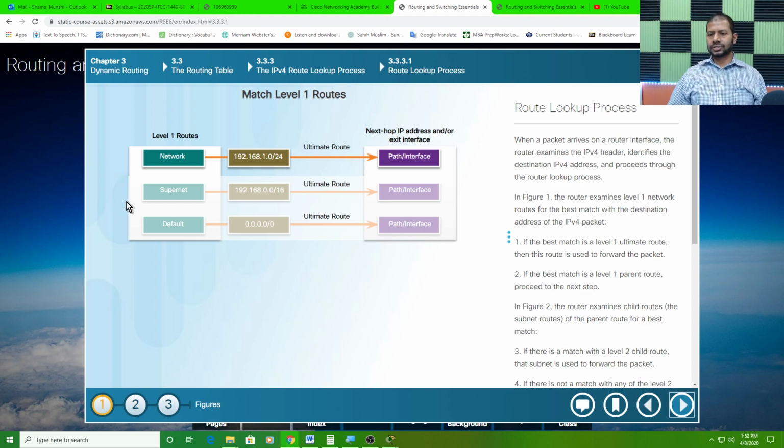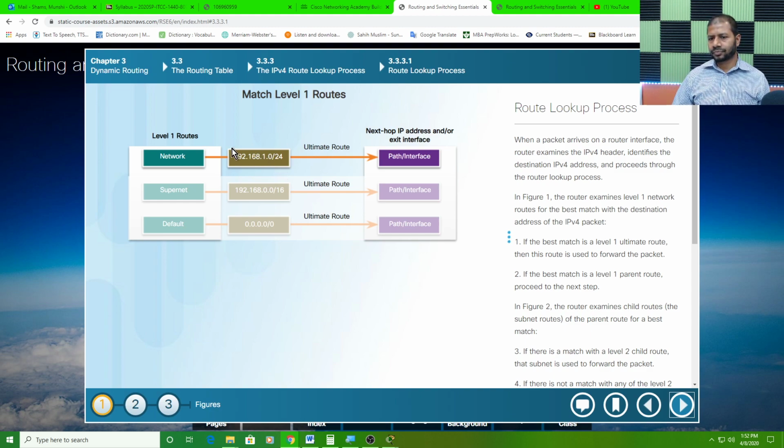Route lookup process: how a route is looked up in the router. When a packet comes to a router, it looks at its destination address. The destination network is that network. Do I have that network in my routing table? So it tries to find a match in the routing table. If a match is found and it's an ultimate route, meaning there is a next hop or an exit interface, just send the packet through that exit interface and we're done.